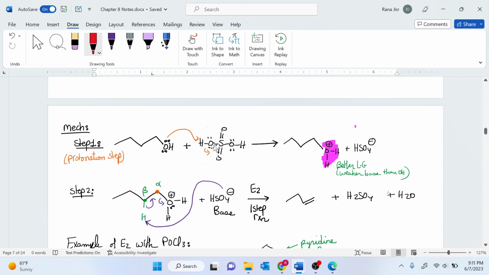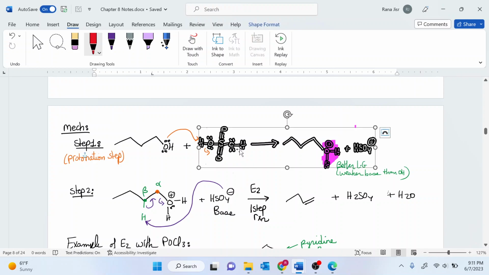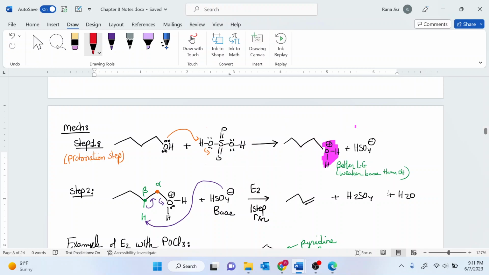The acid here needs to have a conjugate base that is not a nucleophile. And the conjugate base that I am getting here is the HSO4 negative. This guy is a conjugate base and it is not a nucleophile. This is why the reaction proceeds by only elimination in there. So this is a conjugate base.